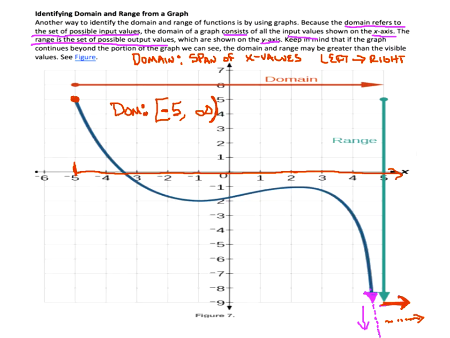Let me stop there and ask, was that clear for you on domain from a graph? Kelsey says yes. Cyprian says yes.